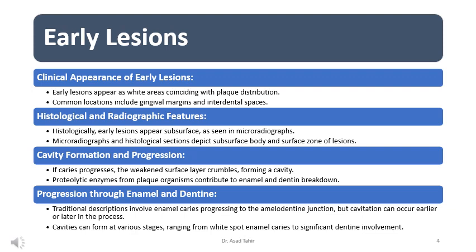Cavity formation and progression. If caries progresses, the weakened surface layer crumbles, forming a cavity. Proteolytic enzymes from plaque organisms contribute to enamel and dentin breakdown. Progression through enamel and dentine. Traditional descriptions involve enamel caries progressing to the amelodentine junction, but cavitation can occur earlier or later in the process. Cavities can form at various stages, ranging from white spot enamel caries to significant dentine involvement.